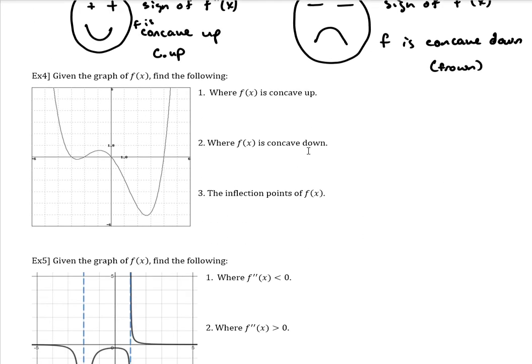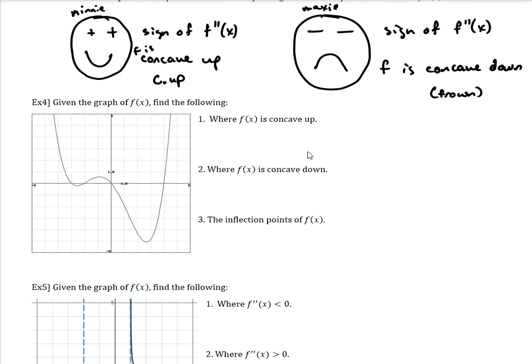All right, so given this graph, let's find these. And it is just f of x, so that means I want to look at these types of shapes when I'm looking at concavity.